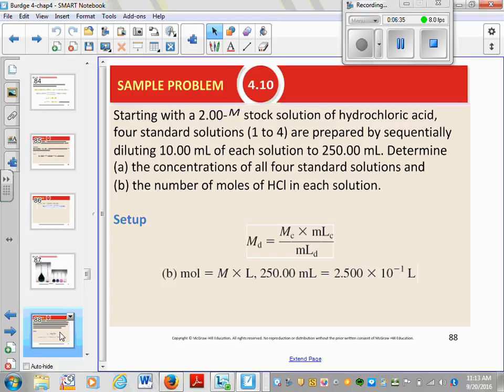So for, let's see what we got here. We had 2 molar. We're going to take 10 milliliters out of that. So for the first one, it would be 2 molar times 10 milliliters. We're going to dilute it to 250 milliliters. So for the first one, the new solution would be 2 times 10 divided by 250.